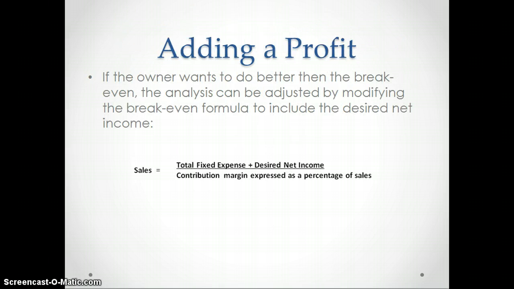The next step in the break-even analysis is adding a profit. If the owner wants to do better than the break-even, they use this formula to analyze how they can adjust and modify the break-even formula to include the desired net income. So this is what you need to change if you want to add a profit to your break-even analysis. What you need to do is put your total fixed expenses plus your desired net income over the contribution margin expressed as a percentage of sales.